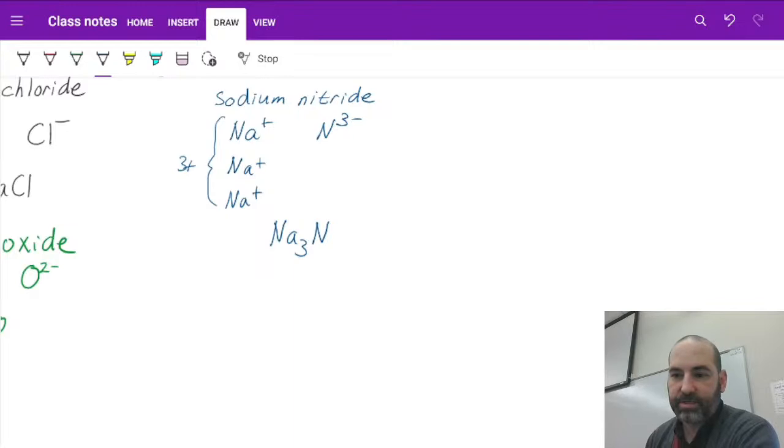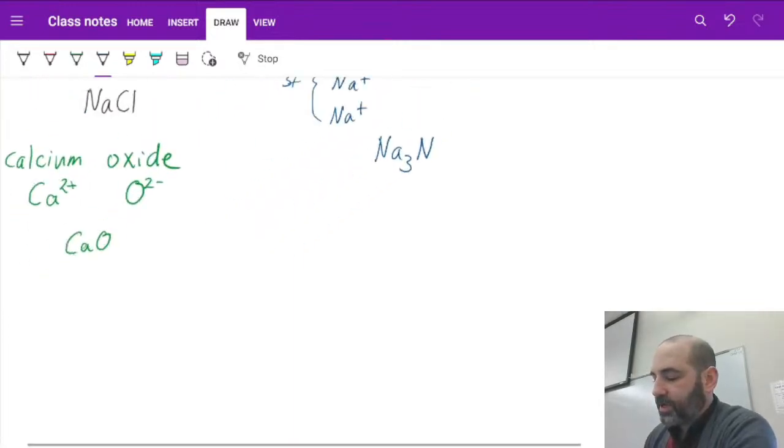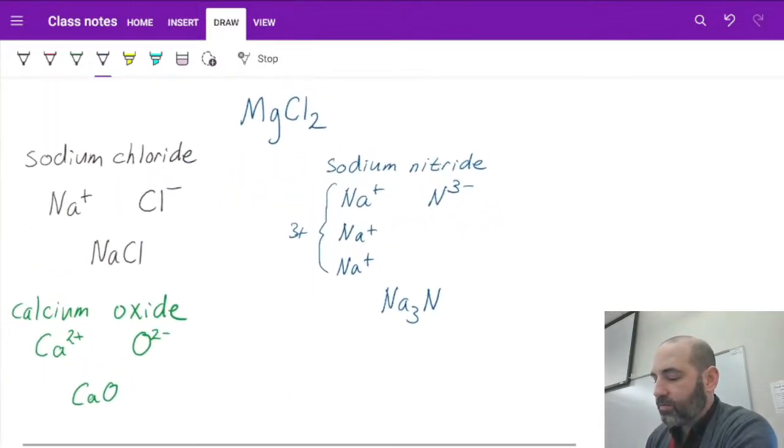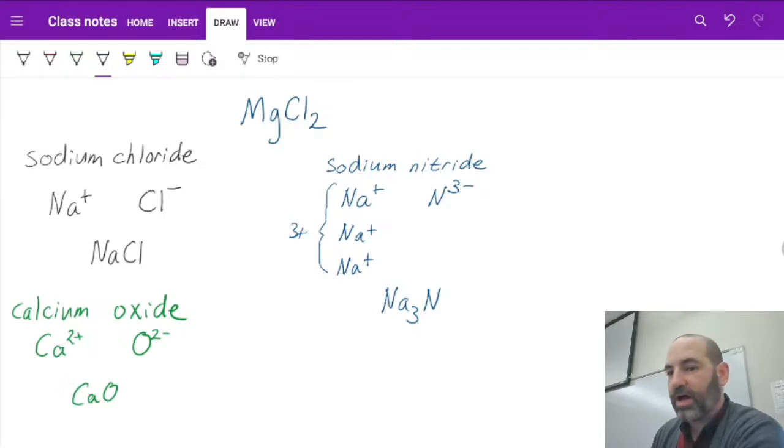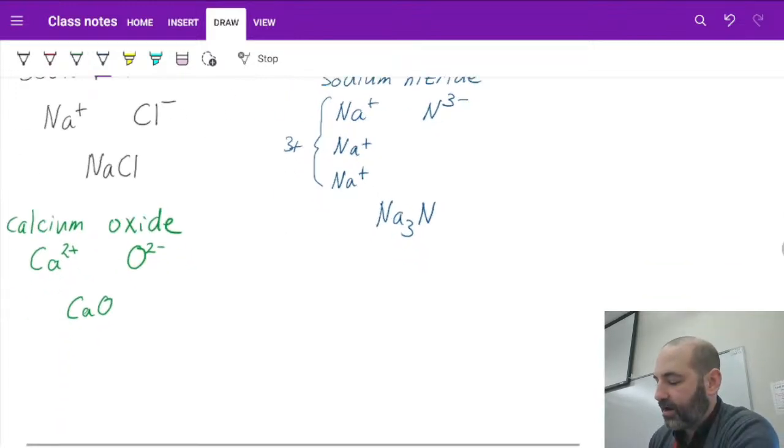All right, so these are the basics of how to do that. But then you might be asking, well, how do you know, like when you say sodium, how do you know it's +1 and not +2? Or how do you know calcium is +2 and not +3 or +1 or something else? So that's what we're going to talk about now.